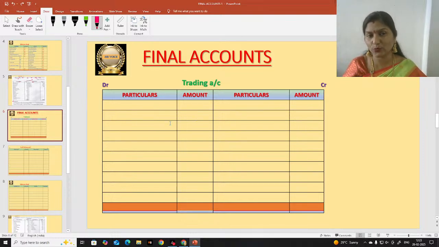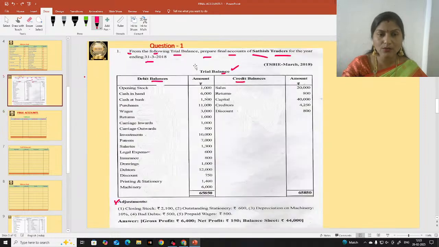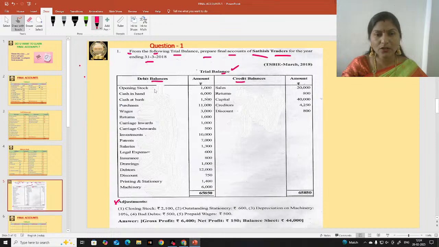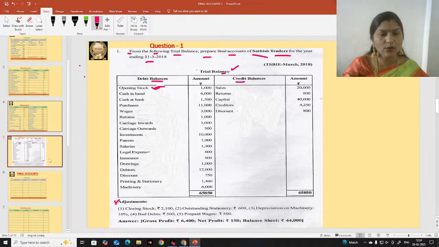Just now I discussed the format with you. So the first item is opening stock. Let us search whether we have opening stock or not in the question. You can see here, the first item is opening stock. We have opening stock. Hope this is clear for everyone. So opening stock we are going to record in the trading account now. After opening stock we will record purchases. Do we have purchases here? Yes, purchases are also there. So let us write opening stock first, then we will go to purchases.